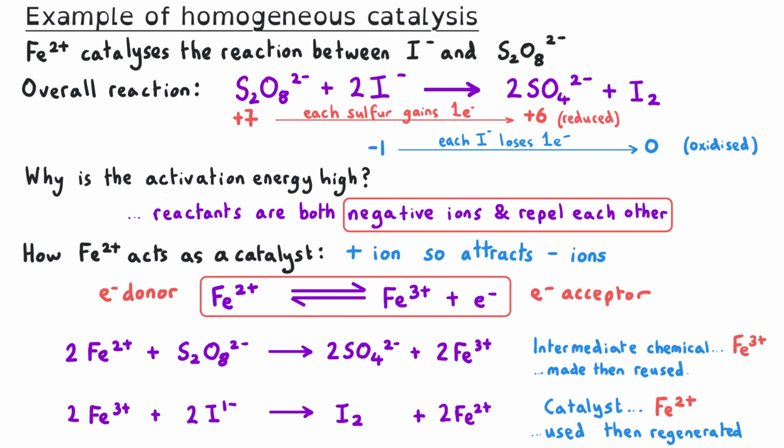And this therefore proves that the iron 2+ is acting as a catalyst because we had it at the start of the first equation and it's regenerated at the end of the second equation. And this is all made possible because of the variable oxidation states of the iron. The 2+ loses electrons to become a 3+, and the 3+ then accepts an electron to turn back into the 2+.